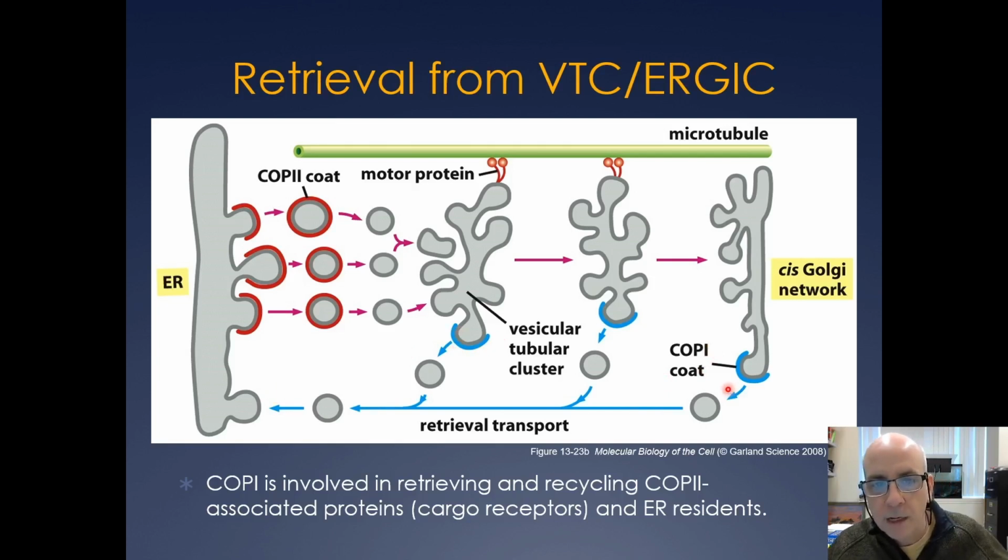Okay, so COPIIs are involved in anterograde transport. COPIs are involved in retrograde transport. Other proteins that are retrieved are also the cargo receptors that are needed to get proteins from the ER to the Golgi, as well as any ER resident protein that is inadvertently gotten packaged into a vesicle. Those proteins, like the ER chaperones and things, will also get retrieved, and we'll see how those ER resident proteins get retrieved in the next slide here.